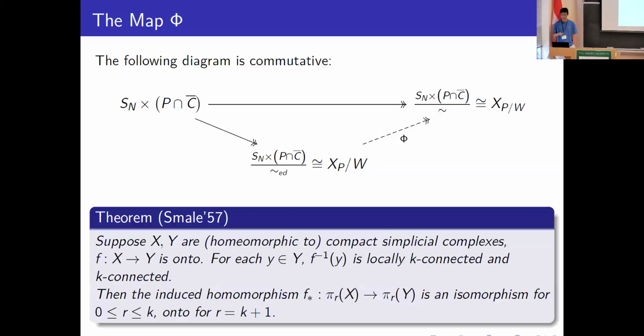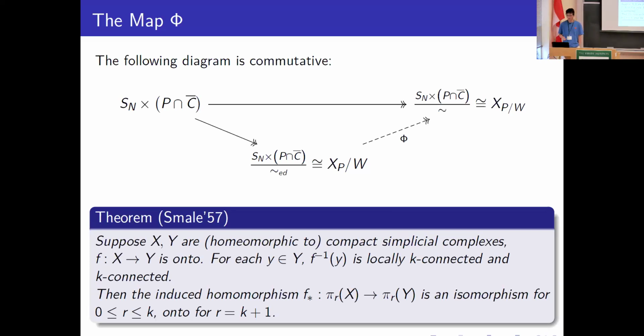Okay. Now we need the lemma from Snell. It says that suppose X, Y are compact simplicial complexes, and F is a surjective map from X to Y, and each fiber is K-connected and locally K-connected. Then the induced homomorphism on the homotopy groups is an isomorphism for degree less than or equal to K, and it is onto for degree equal to K plus 1.